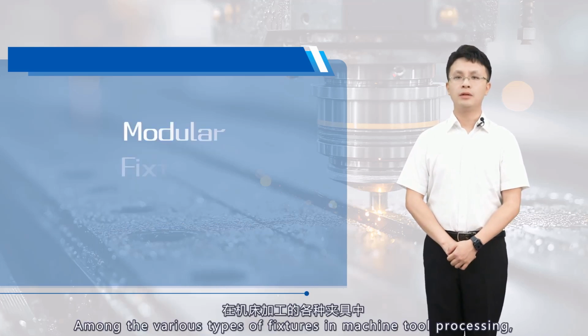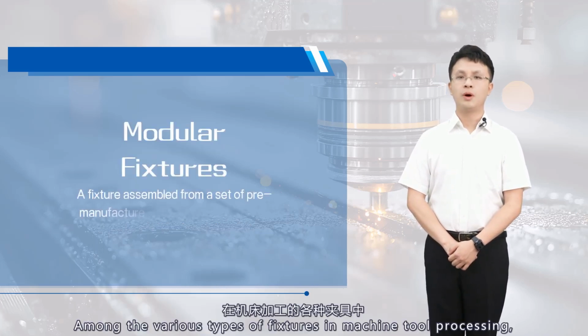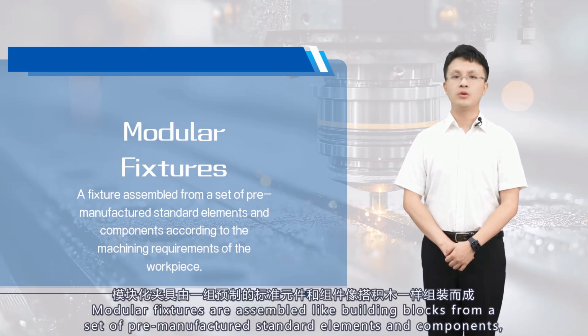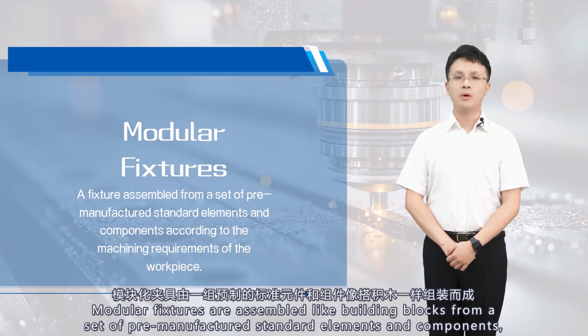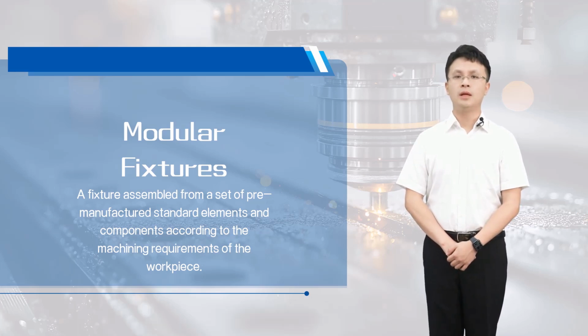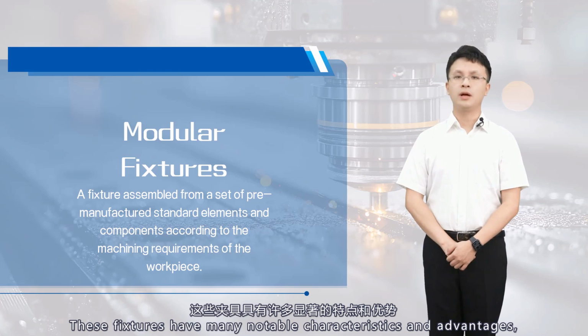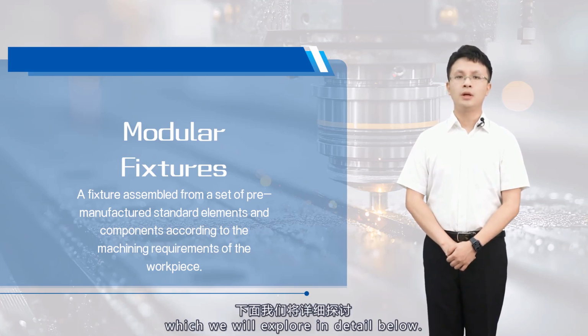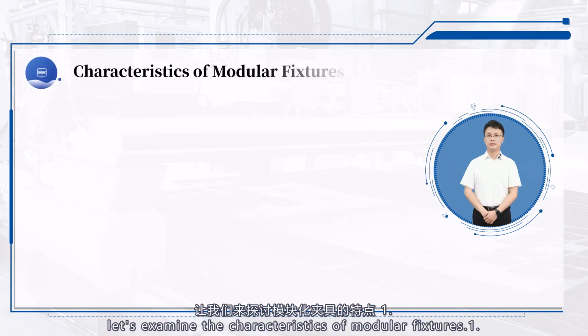Among the various types of fixtures in machine tool processing, modular fixtures hold an important position due to their unique design and functionality. Modular fixtures are assembled like building blocks from a set of pre-manufactured standard elements and components tailored to the processing requirements of the workpiece. These fixtures have many notable characteristics and advantages, which we will explore in detail below. First, let's examine the characteristics of modular fixtures.